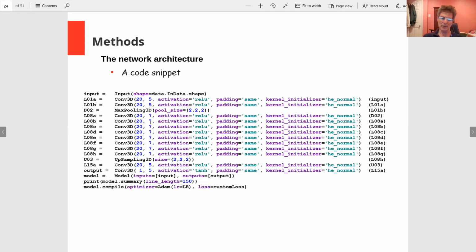The 7 is obviously 7 by 7 by 7 kernel. The 20 means that there's 20 channels on this layer's output. I was using ReLU activations. And yeah, so that's it, a kind of simple code snippet, and it makes it easy to work with the networks that way.